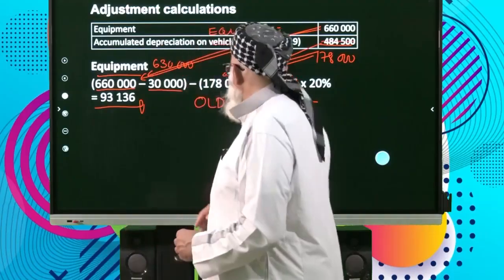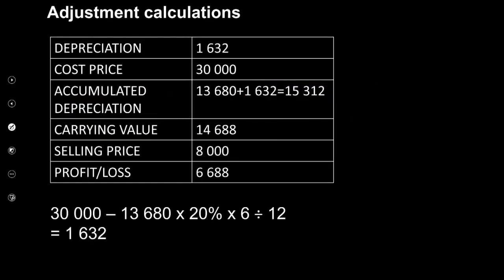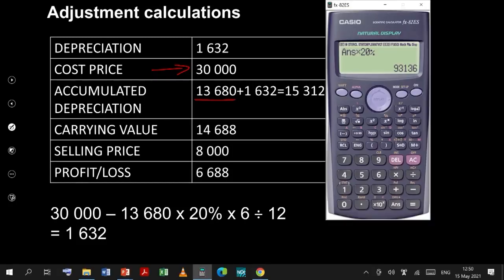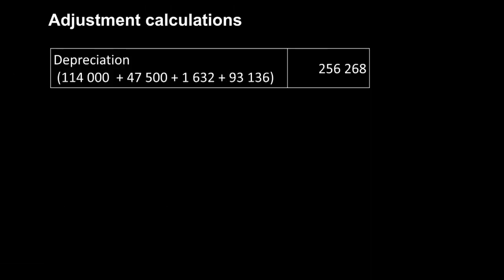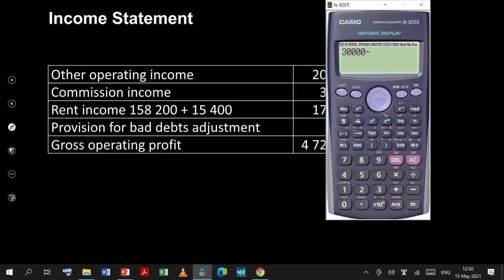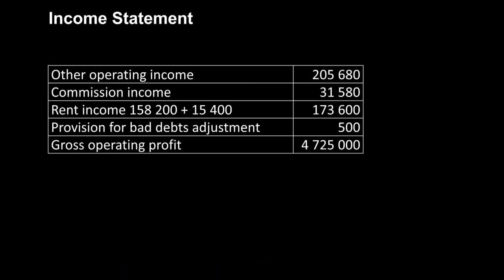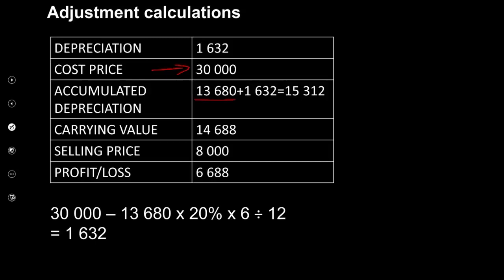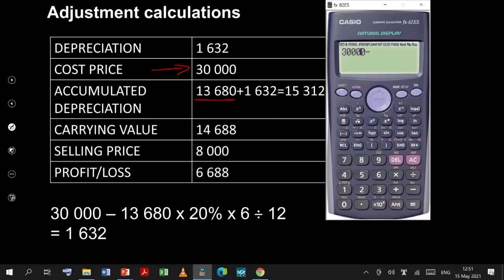Okay, the next thing that we do now is we look at the asset disposal. Once again, there's my cost price of 30,000. There's my accumulated depreciation opening balance, right? If you work out your current depreciation, what do we do? Let's do the calculation together so you can see what we're saying. It's your cost price of 30,000, minus your accumulated of 13,000.